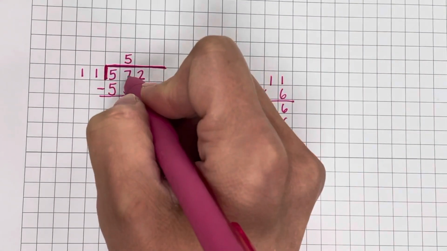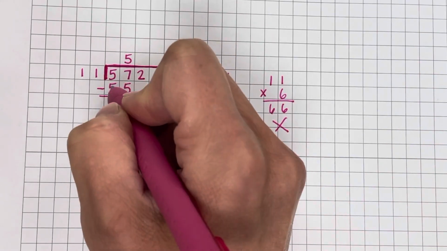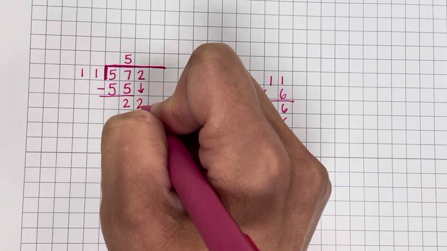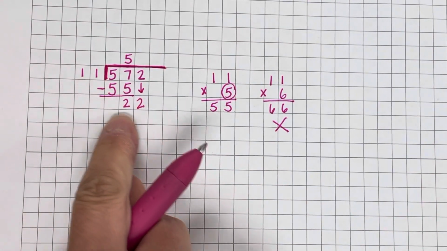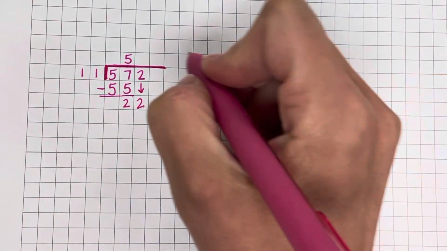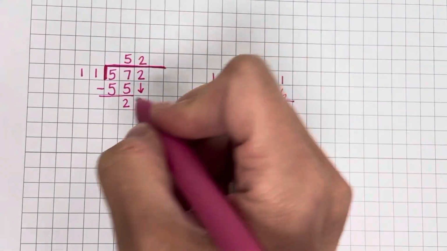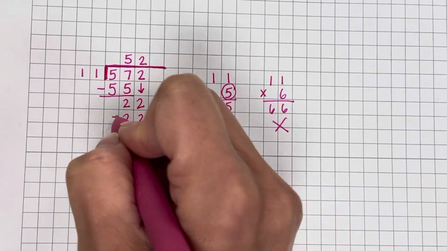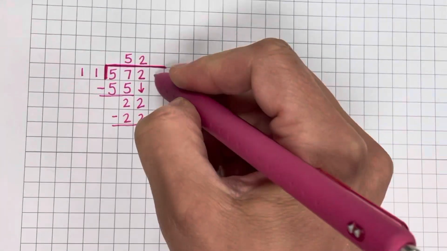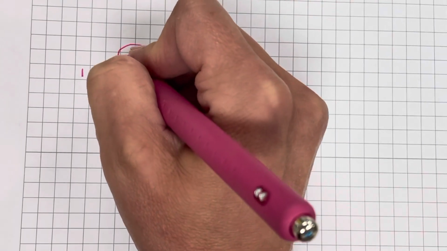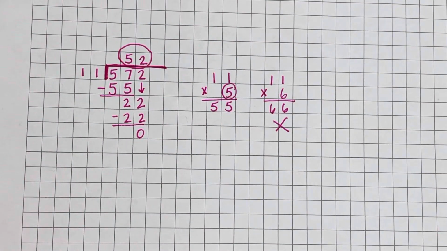I'm going to subtract. 7 minus 5 is a 2. 5 minus 5 is 0. So I'm going to bring down my 2 right here. How many times can 11 go into 22? That's 2 times exactly, because I know 2 times 11 is 22. I'm going to subtract. There's nothing that I can bring down, and I have a 0 right here. So my quotient, or the answer to my division problem, is 52.